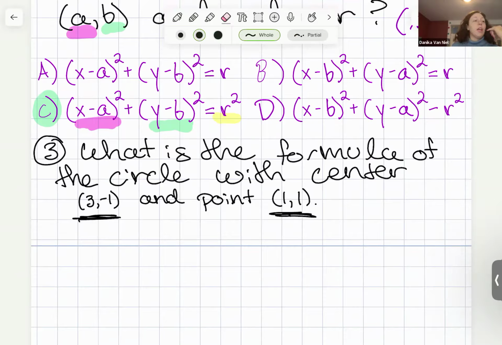and a point 1, 1? What do I mean by that? I mean that the center of the circle is at 3, -1, and there's a point on the circle. 1, 1 is one of the points on the circle.